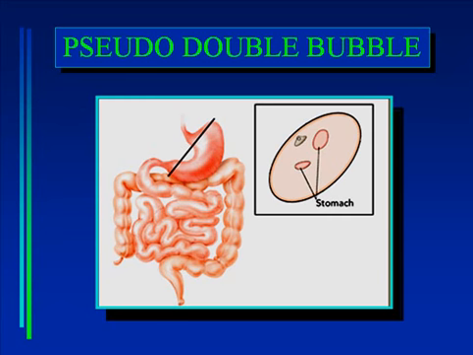Another phenomenon that can give you apparently an extra bubble within the fetal abdomen has been termed the pseudo-double bubble sign. This occurs because the stomach is curved. Because it's curved in configuration, it is possible to get a scan plane that goes through both the fundus of the stomach and the gastric antrum, therefore giving you two bubbles in the fetal abdomen.